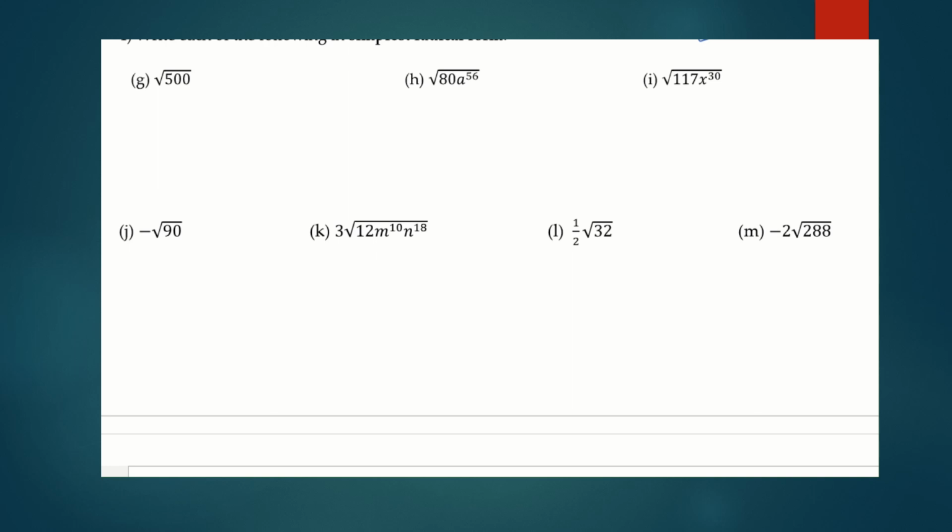So what I'm going to do is on the bottom of my page here, I'm going to start listing out some perfect squares. So using the numbers 1 through 20, I'm going to start with the number 1. When I multiply 1 by itself, I get 1. And then 2 times 2 is 4. And 3 times 3 is 9. And 4 times 4 is 16. And 5 times 5 is 25.